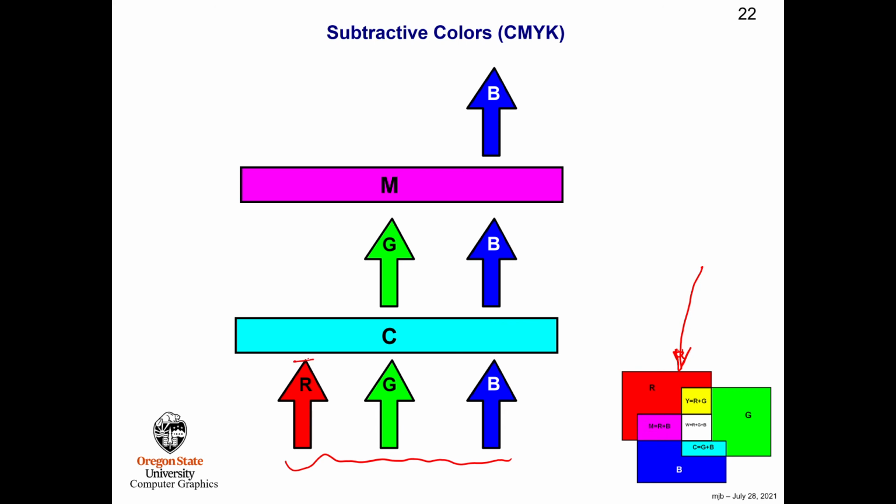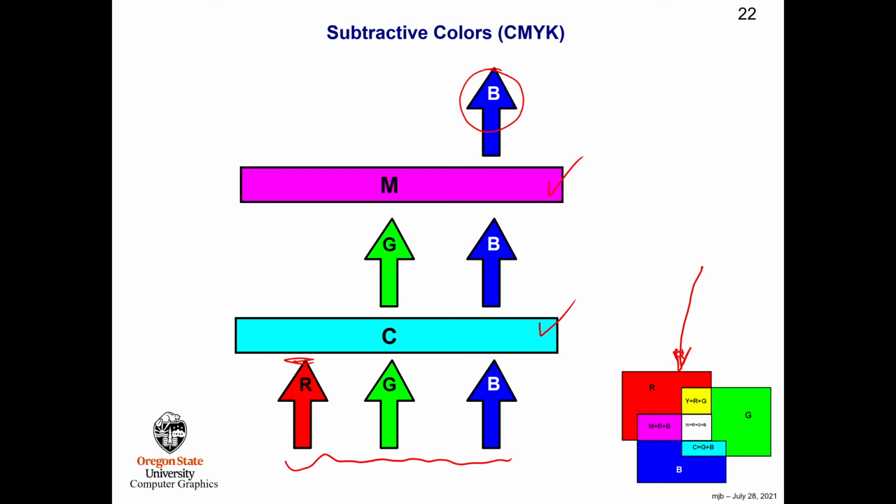It blocks red. Now I put a piece of magenta cellophane on top of that. Well, why does that cellophane look magenta to you? It's because it only allows red and blue. Okay, well, cyan blocks red because it's only going to allow blue and green. Magenta blocks green because it's only going to allow red and blue. And so if I use these two pieces of cellophane together, the only color that can come out of it is blue. And this is called subtractive colors.